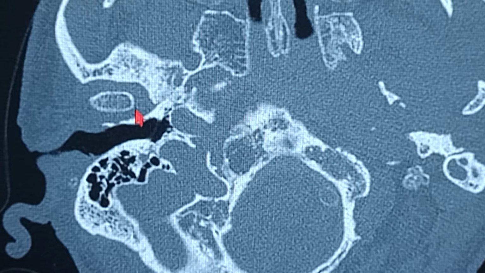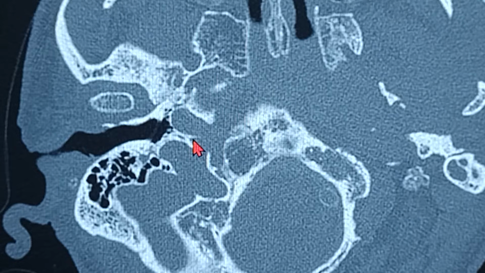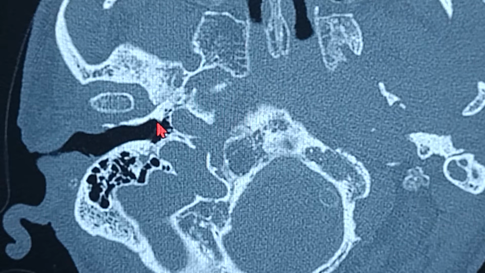That's the TM joint on the right side. That's the EAC, the cartilaginous one, and the bony one. You can see the mastoid air cells over here. Now, once you've visualized and located the tympanic membrane, always take this as a landmark.